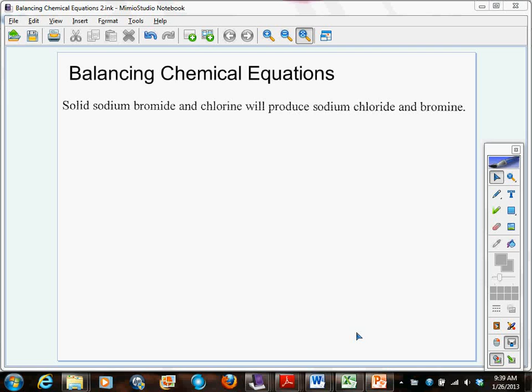Now in this problem, I'm balancing chemical equations. One of the things we need to do is not only balance the equation, but use the physical state subscripts. So the first thing we have to do is find out, how do you write sodium bromide?